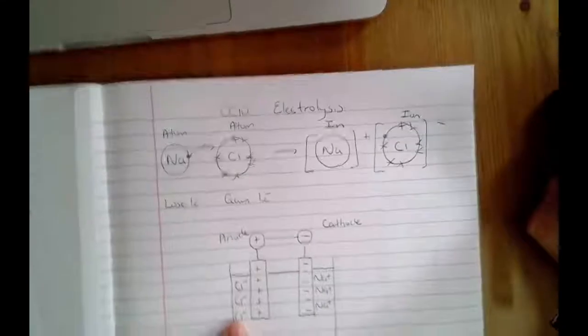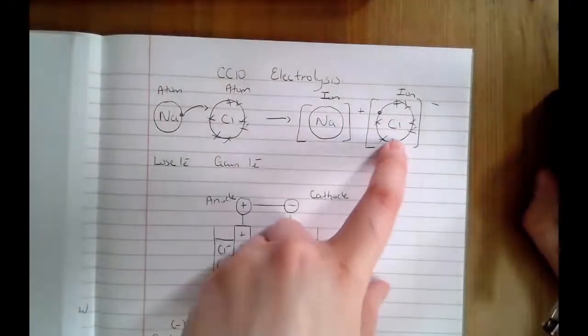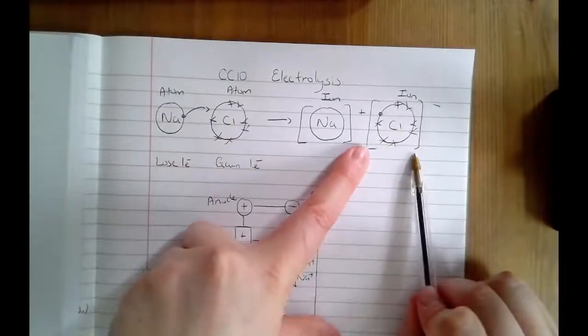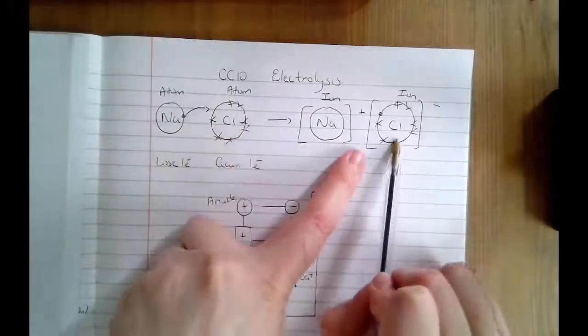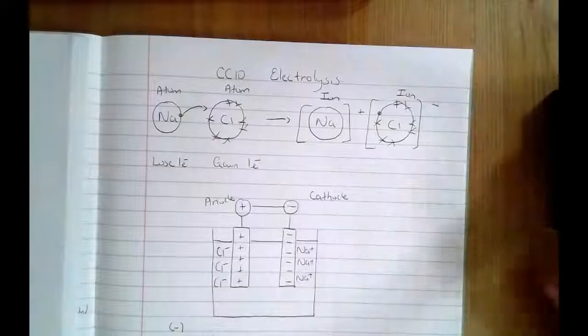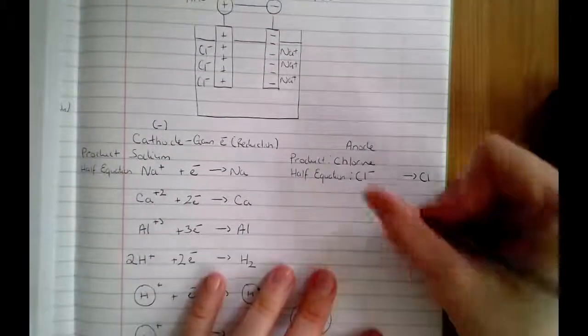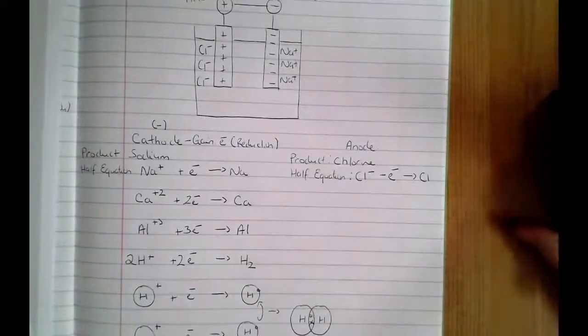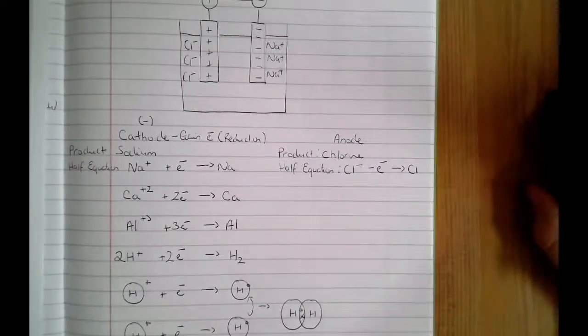So if I look up here at what I had before, Cl minus, I want to get it back to Cl. Well, how did it become Cl minus in the first place? It became Cl minus because it gained an electron. So if I want to get it back to where I started, then I'm going to need to take that electron away. I take that electron away and I get back to Cl.